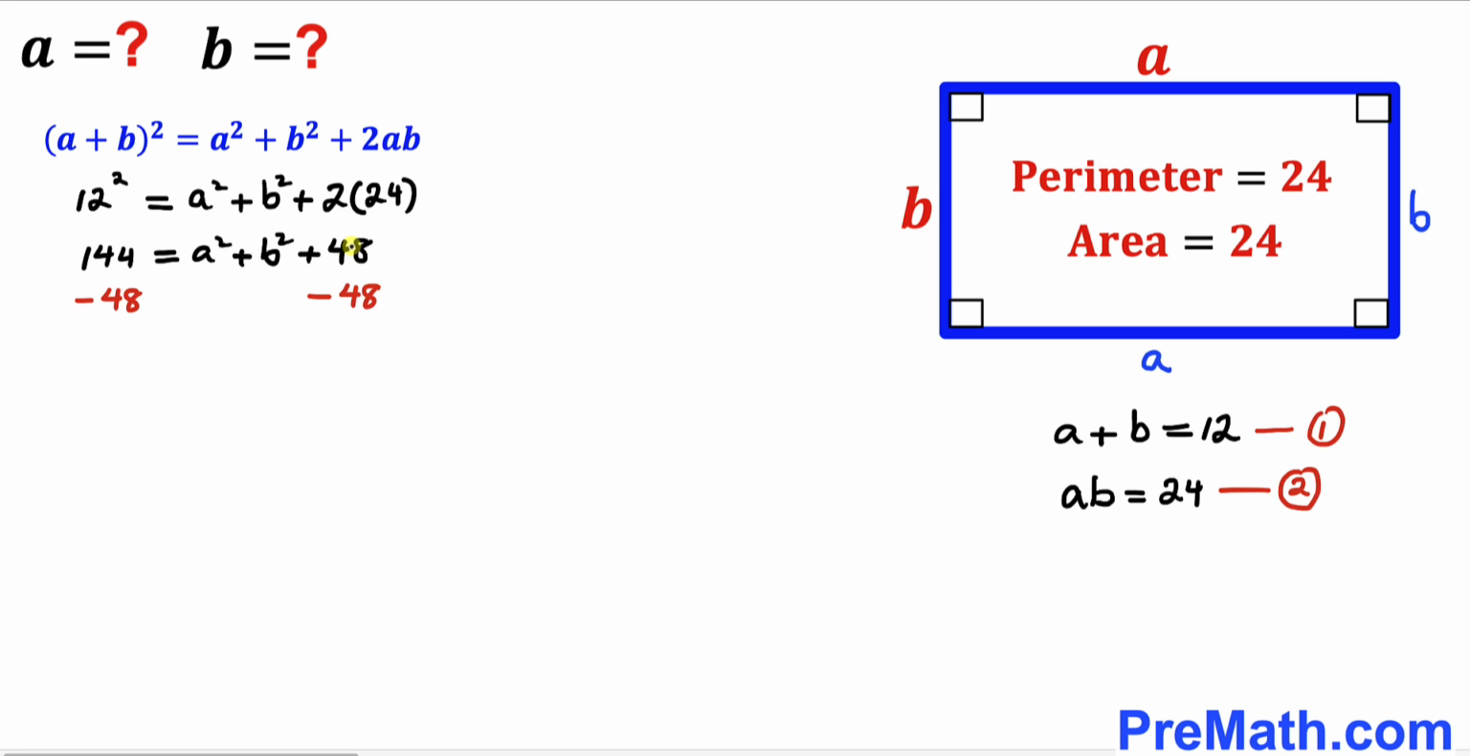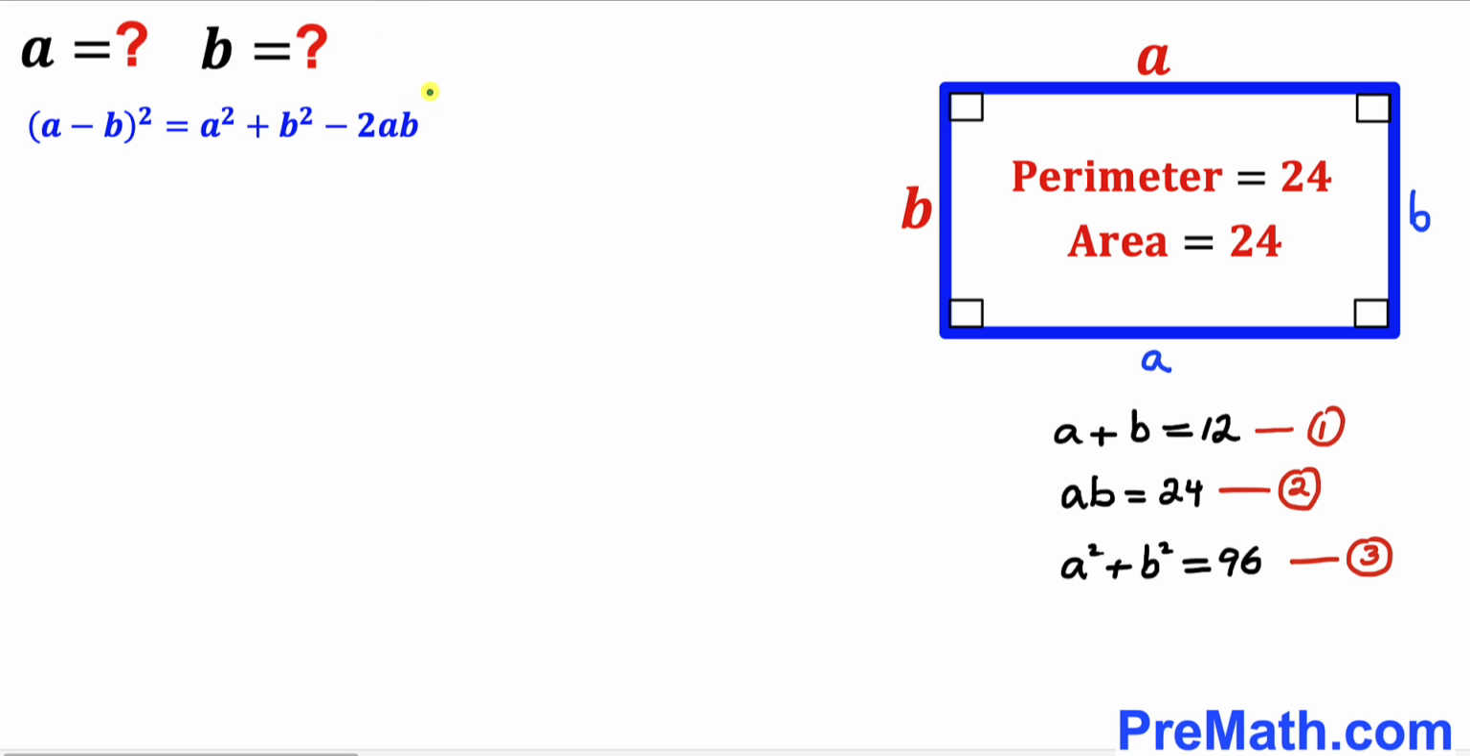Now we are going to subtract 48 from both sides. So we end up with the a square plus b square value as 96, and I'm going to label this as our equation number 3. Now let's recall another famous identity: a minus b whole square can be written as a square plus b square minus 2 times ab. We know that our a square plus b square value is 96 from equation 3, so I'm going to substitute that value 96 over here. Likewise, our a times b value is 24 from equation 2, so I'm going to substitute that 24 over here.